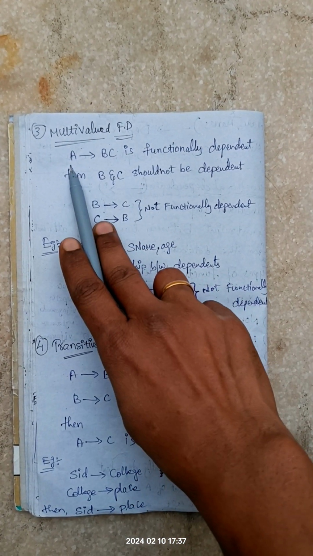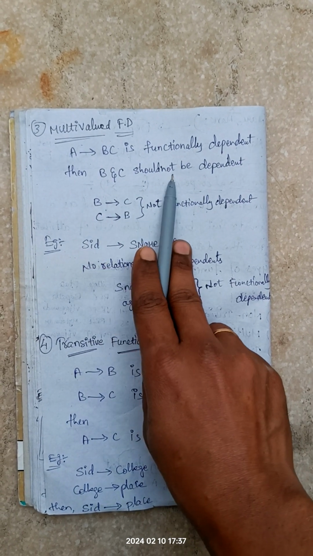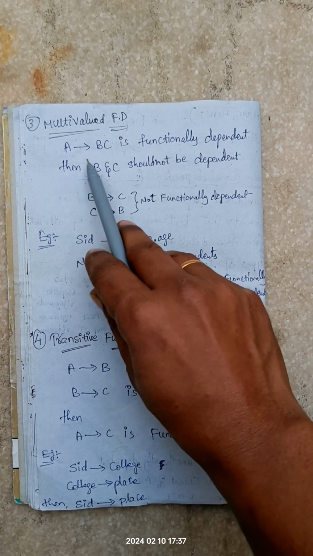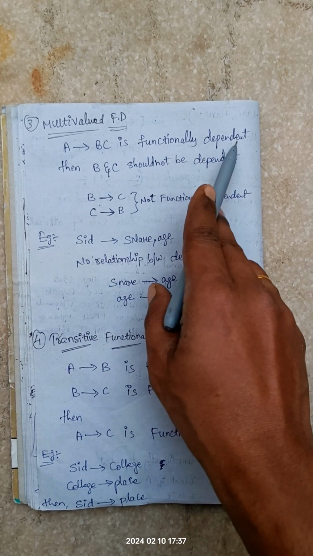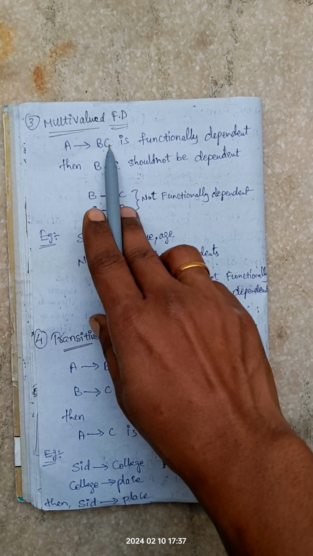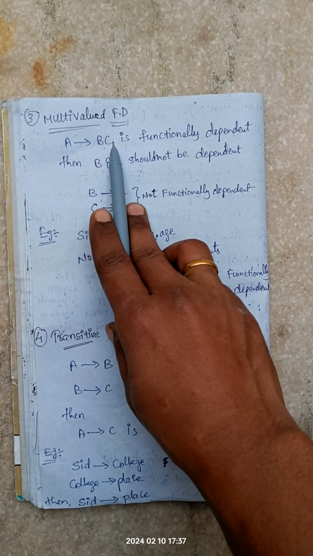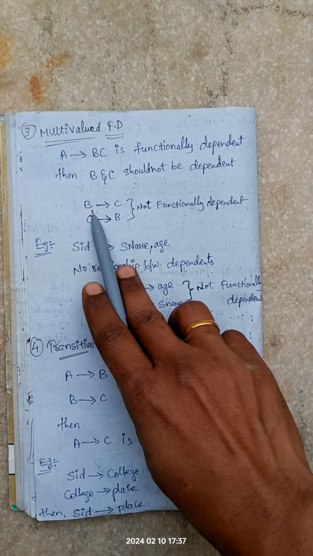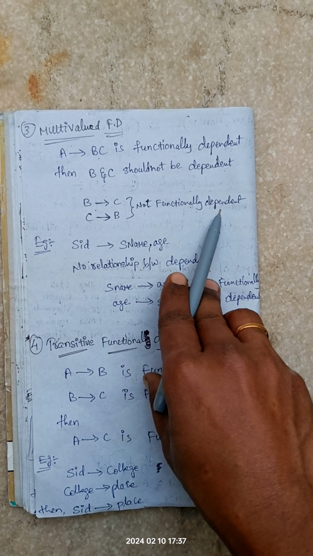Here A tends to B, C is functionally dependent, then B and C should not be dependent. Here A is one attribute and B, C are two attributes. These two should not be dependent. They should not depend on each other. Okay. B tends to C, not functionally dependent. C tends to B, not functionally dependent.